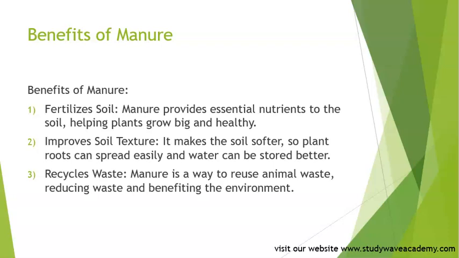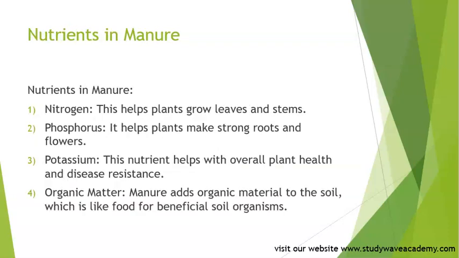So we are going to be looking at the nutrients of the manure. What are the nutrients of the manure? The nutrients in manure are nitrogen. This helps the plant grow leaves and stem. We have phosphorus. It helps plants make strong roots and flowers. We have potassium. The nutrient helps with overall plant health and disease resistance. It helps the plants resist disease and it helps in the total health of the plant.